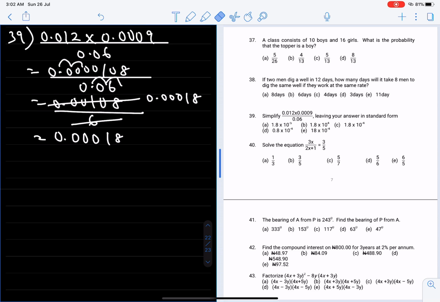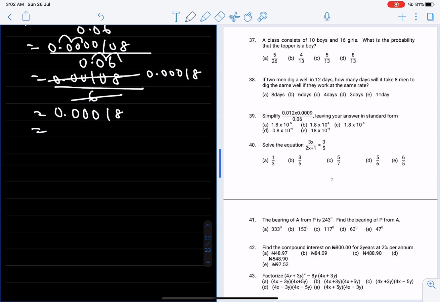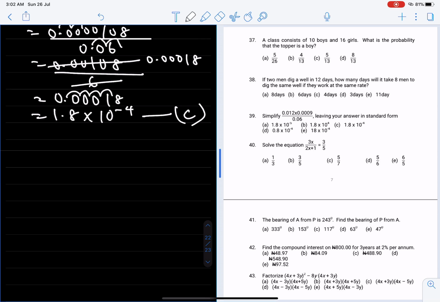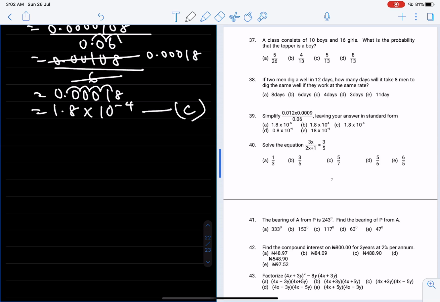Let's check the correct option. We were asked to write the answer in standard form. And in standard form, it becomes 1.8 times 10 raised to the power minus 4. If you move the decimal to the right in standard form, the power of 10 will be negative. But if you move to the left, the power of 10 will be positive. And the correct option is C. I'm sure you can see the tiny minus in that power. That's 1.8 times 10 raised to the power minus 4.